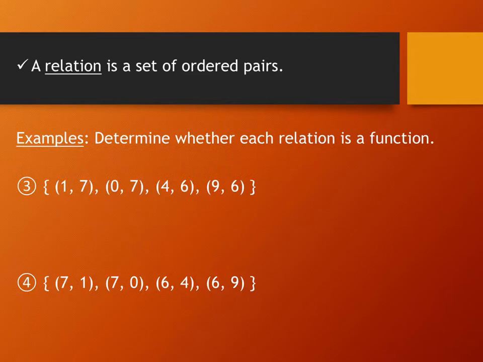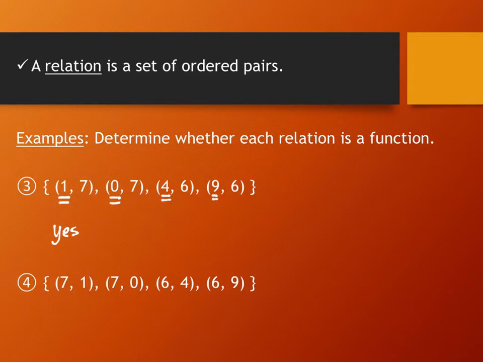So, for example, if I look at the x value of 1, I know it corresponds to the value of 7. Are there any other ordered pairs that start with 1? No. How about the number 0? The number 0 corresponds to 7. Does the number 0 show up in any other ordered pair? No. How about the number 4? No. Or the number 9? No. So this represents a function because every input that I underlined had only one output that it corresponded to.